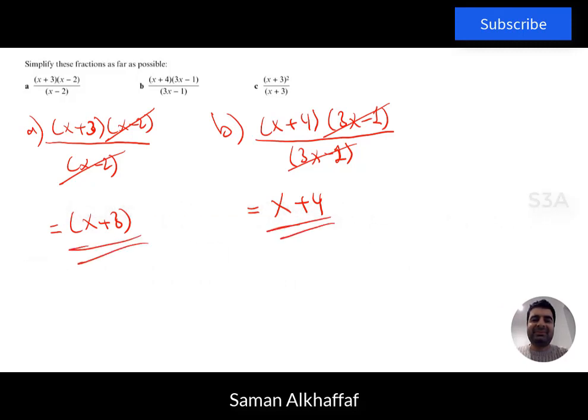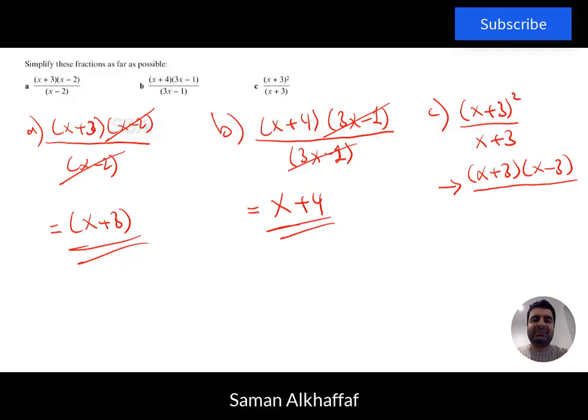Now we look at part C. So we have x plus 3 squared divided by x plus 3. The x plus 3 squared can be broken down into x plus 3 and x plus 3 in this scenario. We also have x plus 3 at the denominator, so one of them will disappear, and we will end up with the final answer being x plus 3 for this expression.